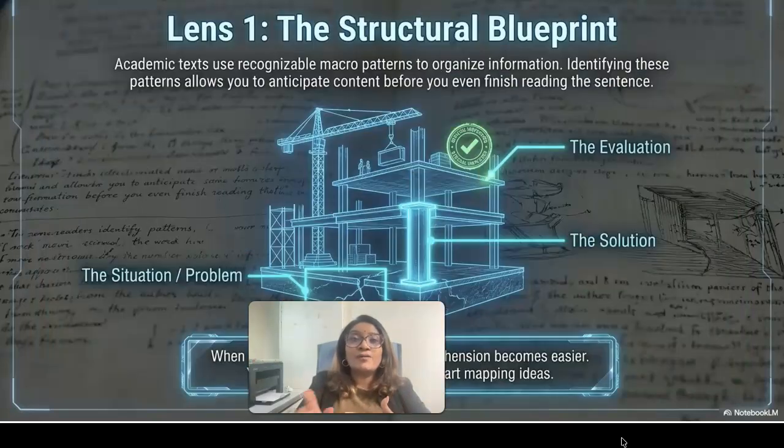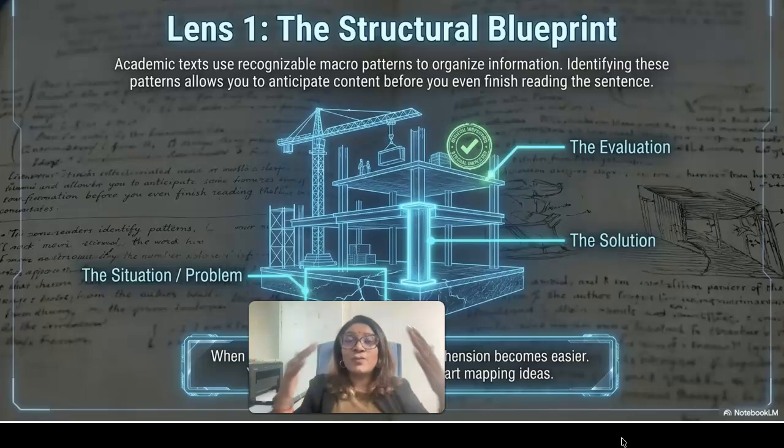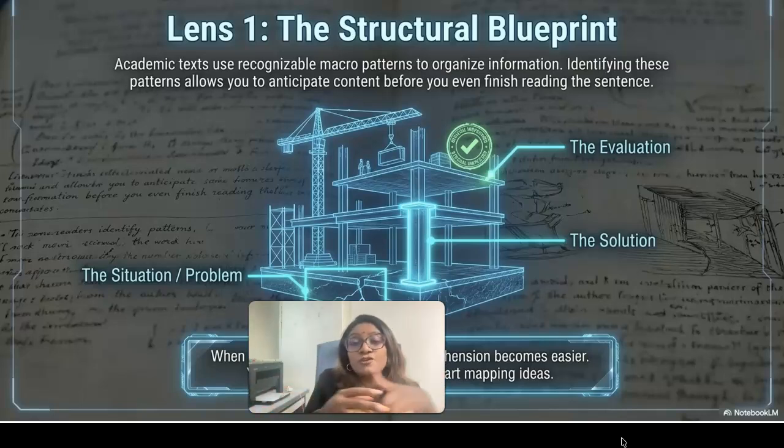All right. Okay, moving first, when we look at the structural blueprint over here, we are actually looking at understanding the paragraphing structure. Okay, so which means that when you are able to identify certain pattern that exists in the passage, you can actually anticipate the content even before you actually finish reading, in which you evaluate the text. So you identify what is the situation or problem addressed in the text, and then you're also able to look into what is the proposed solution in the text.